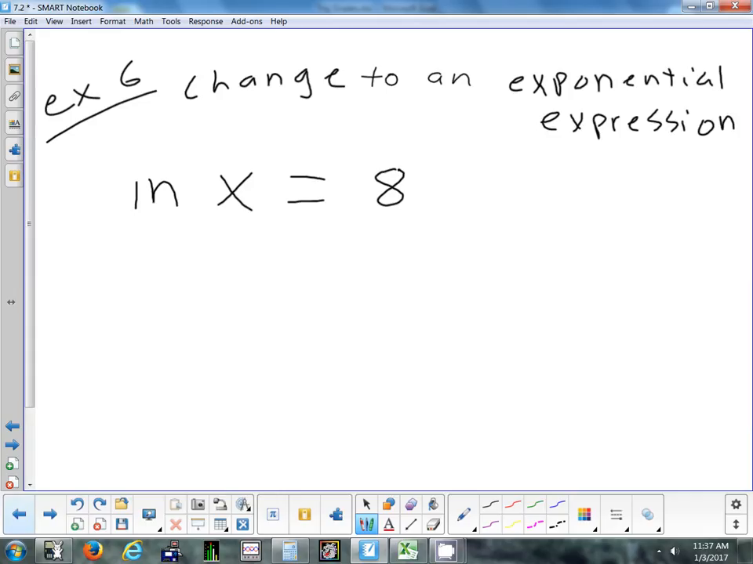So here's a problem with a natural log. ln of x equals 8. Now, if I ask you to change it to an exponential expression, there is a base here. And I asked you just a second ago what it was, but it's hidden. Okay, what is the base when you write ln? E. The base is e.